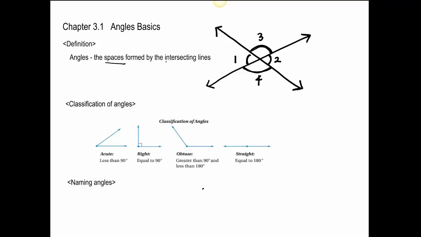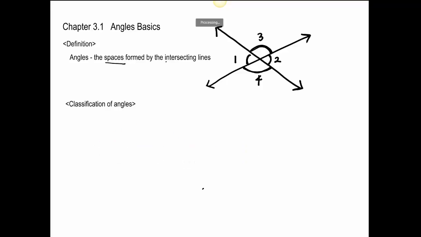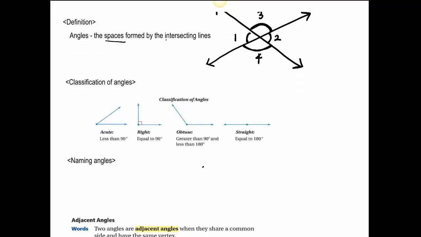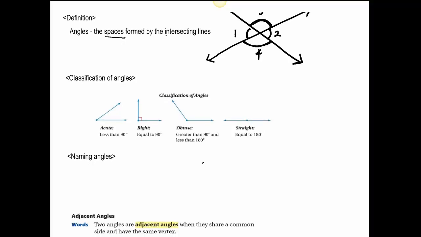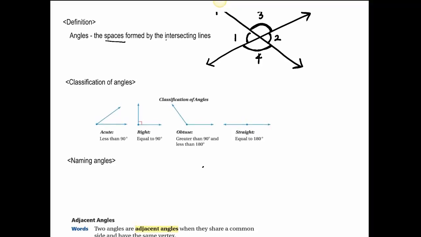Okay, next is a review for most of you. We have acute angle, right angle that most of us know already. A right angle is equal to 90 degrees. Obtuse angles are greater than 90 degrees, and a straight line or a straight angle is equal to 180 degrees.